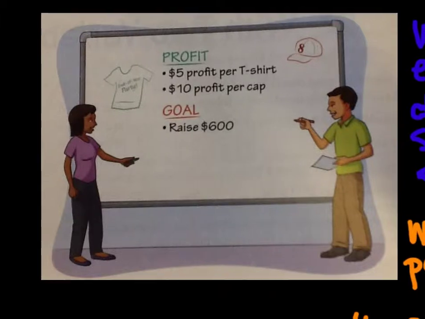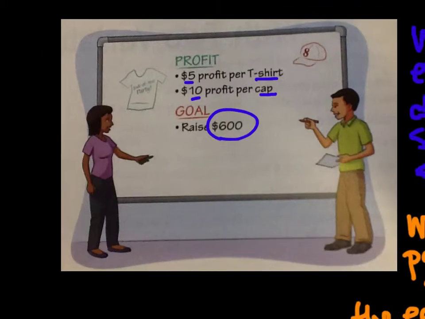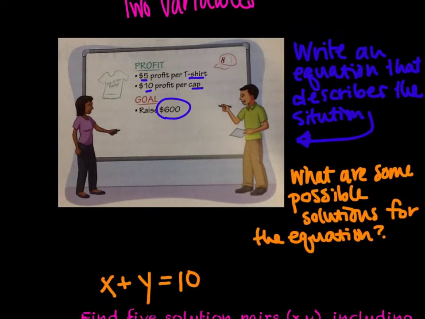Here's a scenario that we have. We have an 8th grade fundraiser, and they've decided that they're going to sell t-shirts and caps. Their profit for t-shirts is $5 and the profit per cap is $10. And their goal is to raise $600 for an end of year celebration. So our first job is to do this.